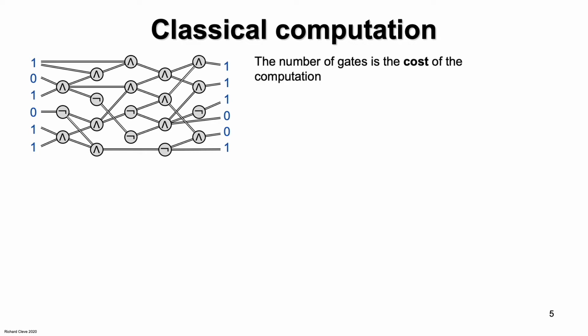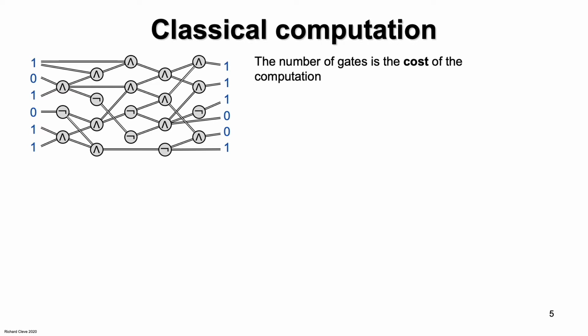There are other measures that we may care about, such as the depth, which is the length of the longest path from an input to an output, and the width, which is the maximum number of gates on any level, assuming that the gates are arranged in levels. But to keep things simple, let's just use the gate count for now.